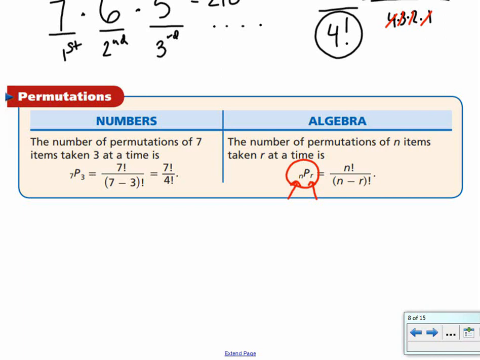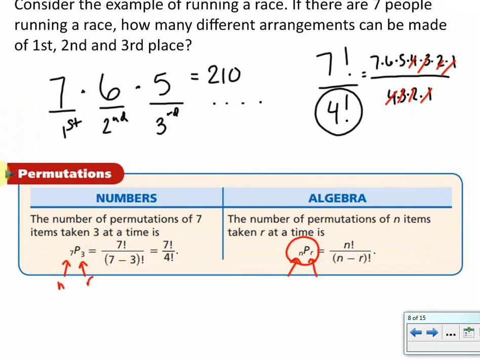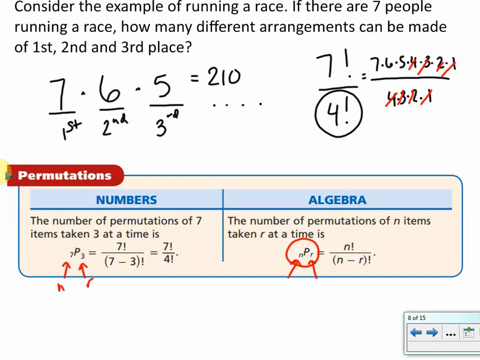You'll see here on the left is the example of the race. There are 7 people total, that's my N, and I'm taking 3 of them at a time because it's only first, second, and third place. If I were to use the permutations formula, that would give me 7 factorial over 7 minus 3 factorial, which is exactly what I did up at the top here when I wrote out the long way of doing it to kind of show you how things cancel.